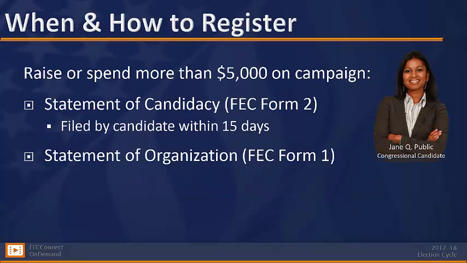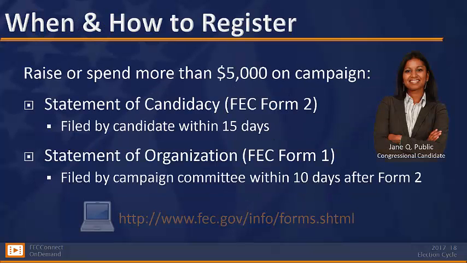Generally, an individual running for Congress or the Presidency must register with the Federal Election Commission as a candidate once he or she has raised or spent more than $5,000 in connection with the campaign. Within 15 days after reaching the $5,000 threshold, the candidate must file a Statement of Candidacy, FEC Form 2, to register as a candidate and to designate a principal campaign committee. Within 10 days after the candidate's designation, the campaign committee must register by filing a Statement of Organization, FEC Form 1.